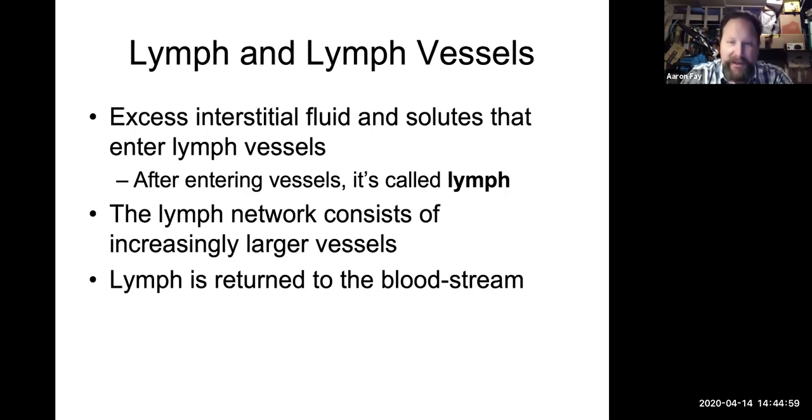So extra interstitial fluid drains into lymphatic vessels. Interstitial fluid enters the vessel, and it's called lymph. This network kind of resembles veins in that they're going to have valves, and it will eventually drain back towards the brachiocephalic veins, or just at the union of the internal jugular and the subclavian veins. There the fluid gets returned to the bloodstream.